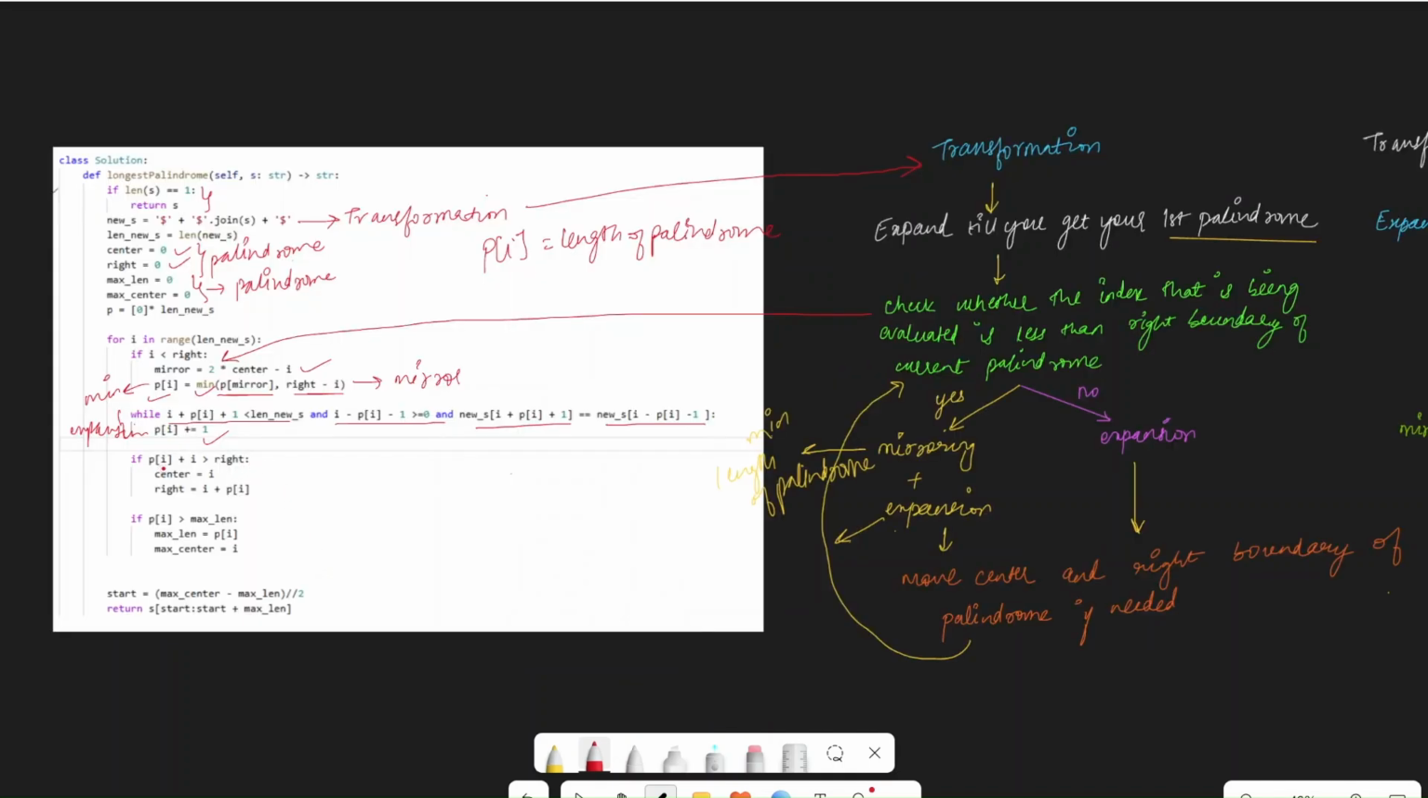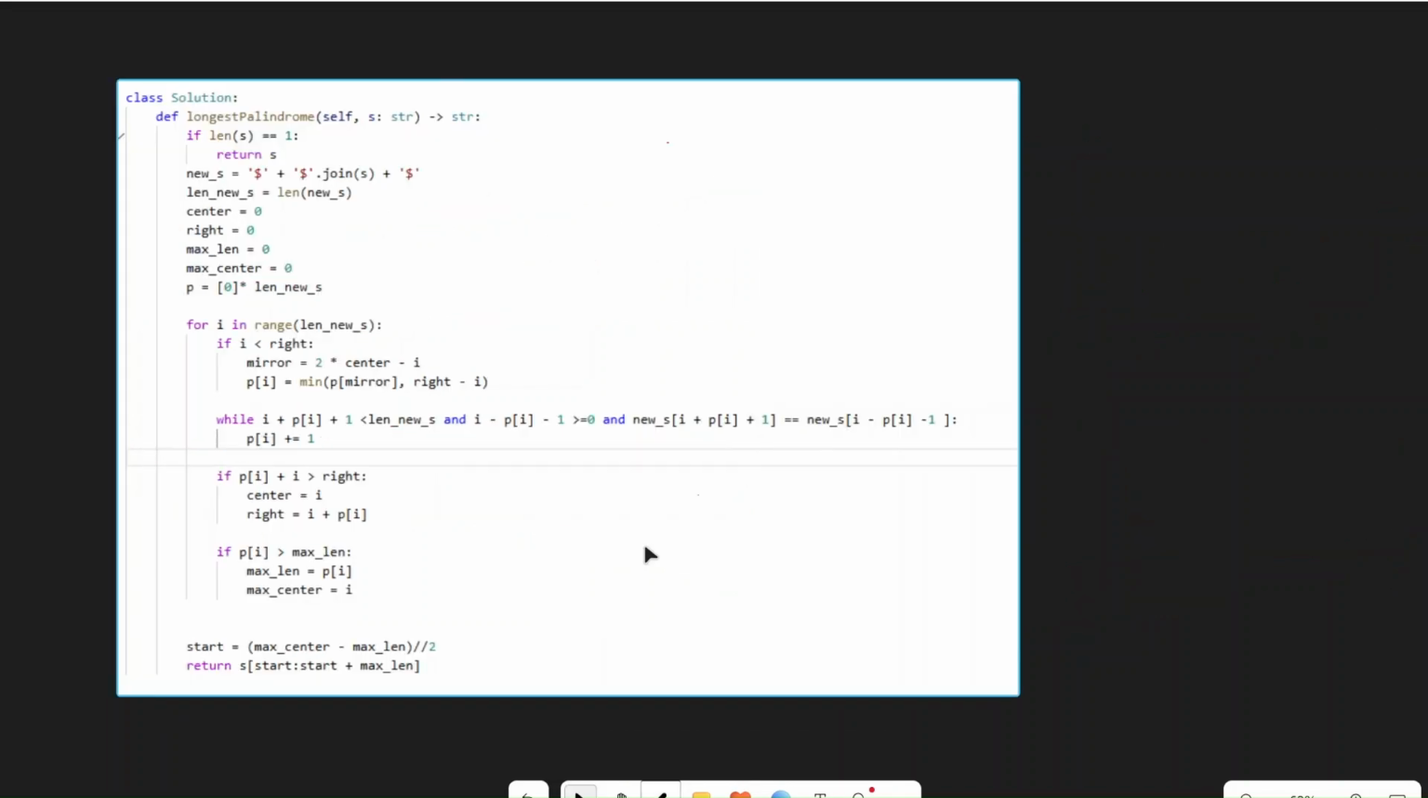Then here, if our right boundary of the new palindrome is greater than the current right boundary, then we are just shifting our center and right. This is exactly what I have mentioned here. And then here I'm just updating our max value. If I know that there is a newer palindrome which is bigger, then I'm just updating that so that I can just return it. This is the final Python code.